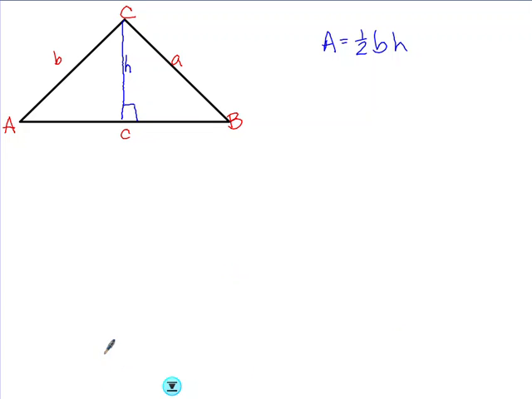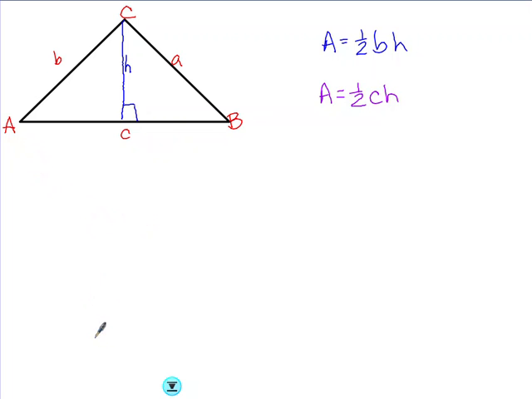So, things that we know from looking at this triangle. The area is 1/2 C times H. Since I know that the altitude or the height of the triangle is perpendicular to side C, I have two smaller right triangles. Since they're right triangles, that means the Pythagorean theorem applies.